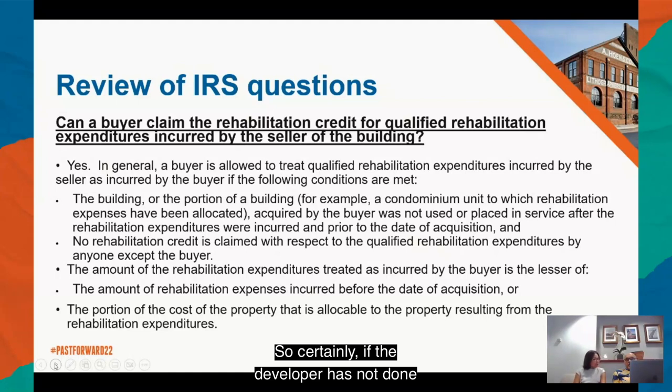Certainly, if the developer has not done part one and two, then somebody's going to have to hurry up and do that. I also think part of this is a question for your tax accountant, but how the buyer incorporates that into the actual purchase agreement is going to be critical to their ability to claim that. Somehow they're going to have to be able to claim that they have in effect paid for those costs, and that's going to have to be in the purchase agreement. I see.